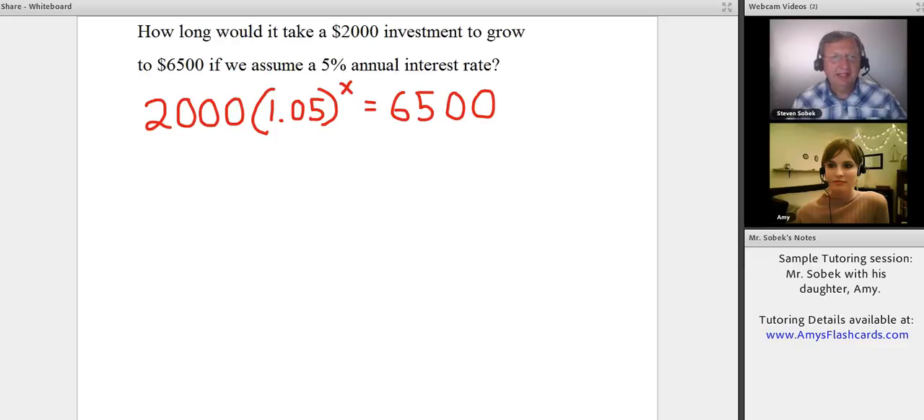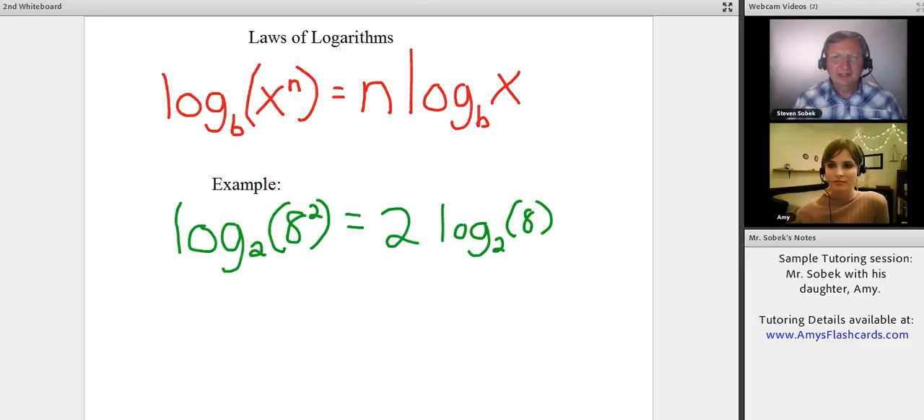And of all the laws of logarithms, there's one law that we are going to invoke in this problem that is very important that she understands. And so I'm going to take just a quick moment to review something she already knows, and that's this particular law.